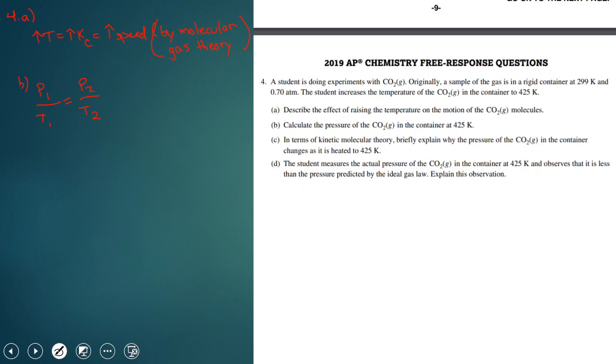Our initial pressure is going to be 0.70 divided by 299. That's equal to our X over 425. So our X value is going to be 0.99. Our units are going to be atmospheres. Once again, another straightforward question.